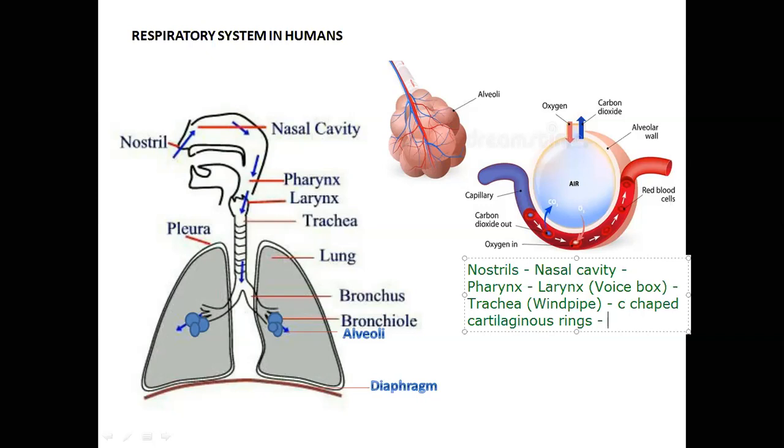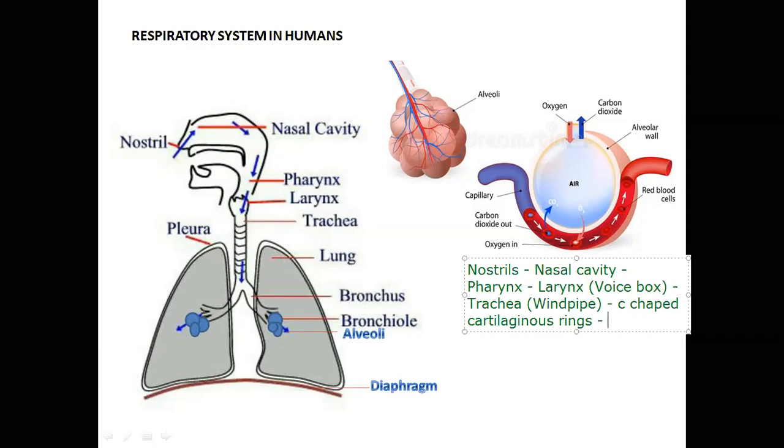And the presence of these C-shaped cartilaginous rings in the tracheal tube prevents the trachea from collapsing. These tracheal cartilaginous rings are incomplete rings, C-shaped rings. Present only on one side, not present on the back side. Because of them, the trachea remains erect in structure and doesn't collapse. So it prevents the trachea from getting collapsed.